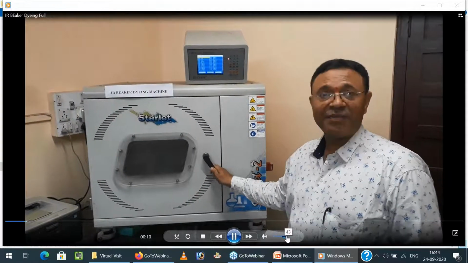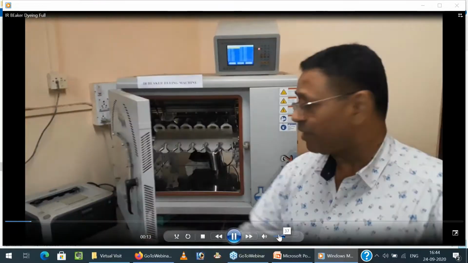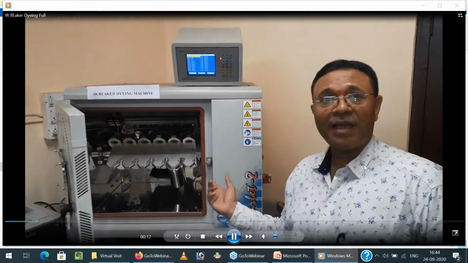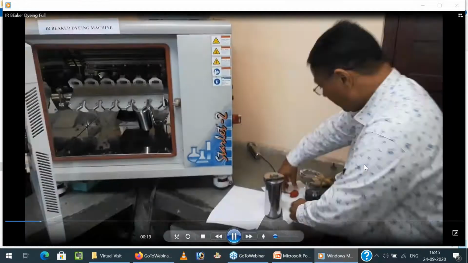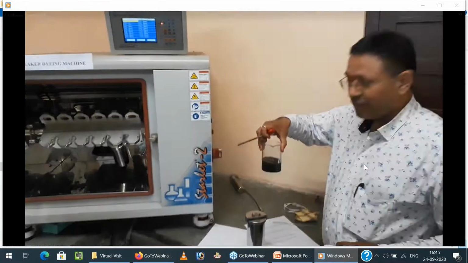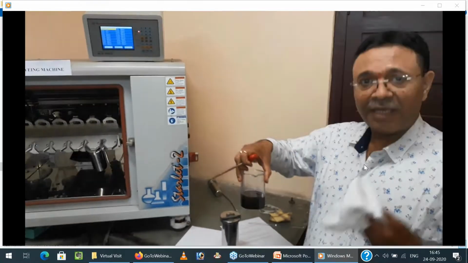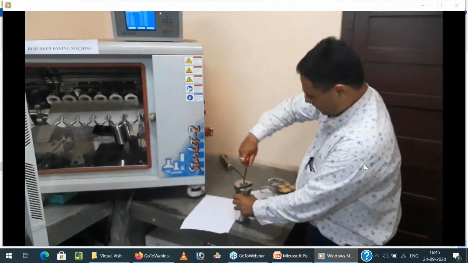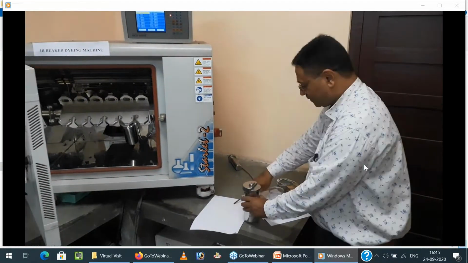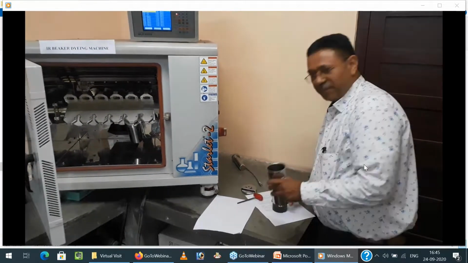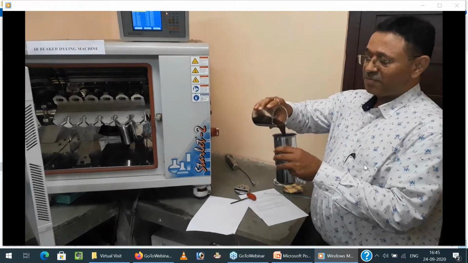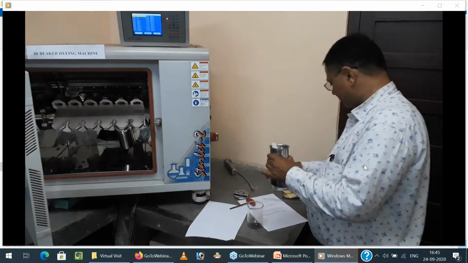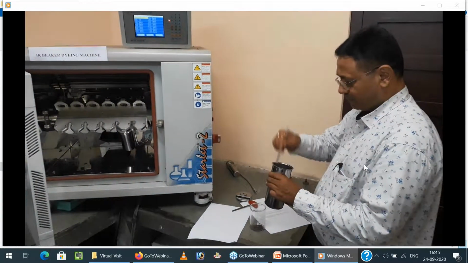He is just opening the main door of the machine. These are the beakers. This is the solution, a dye bath he has prepared with the disperse dye, water, and some acetic acid for maintaining pH. It is a solution of the dye with chemicals. And now he is putting the fabric in with a glass rod.